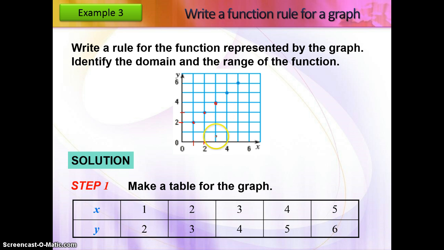The next point has an x value of 3 and a y value of 4. This one has an x value of 4 and a y value of 5. And the last point has a value of 5 on the x and a value of 6 on the y.